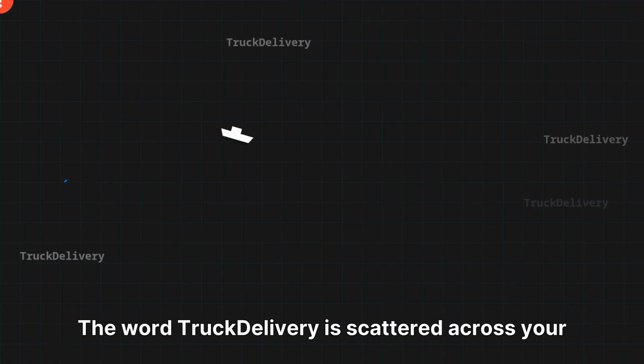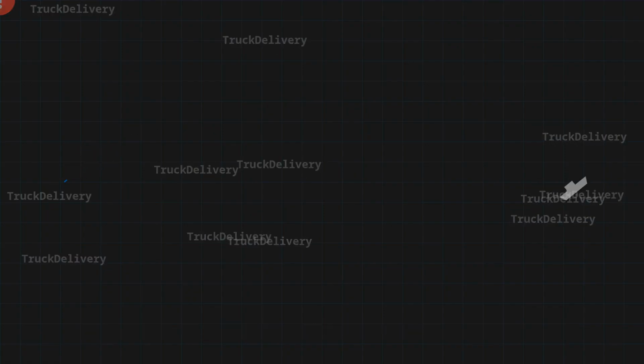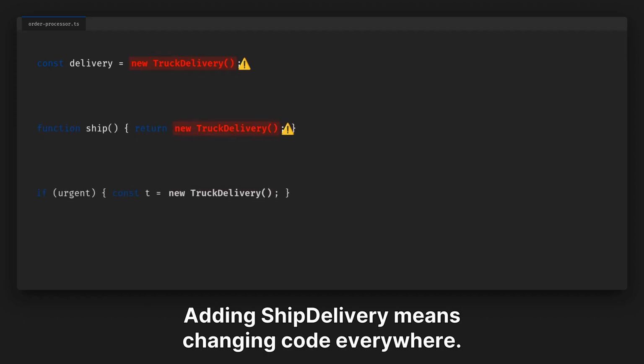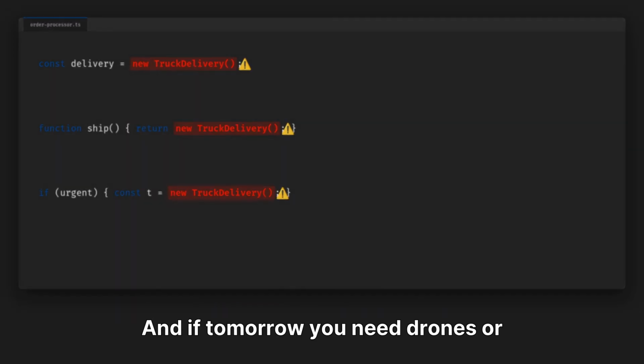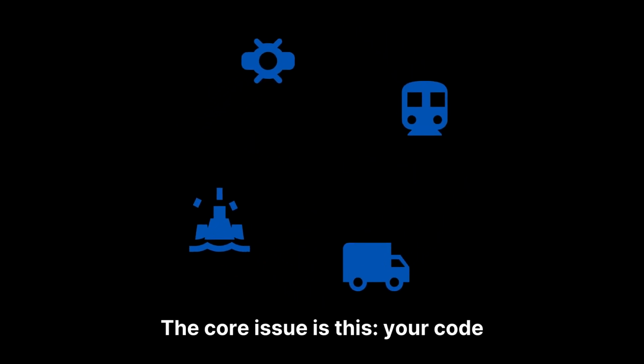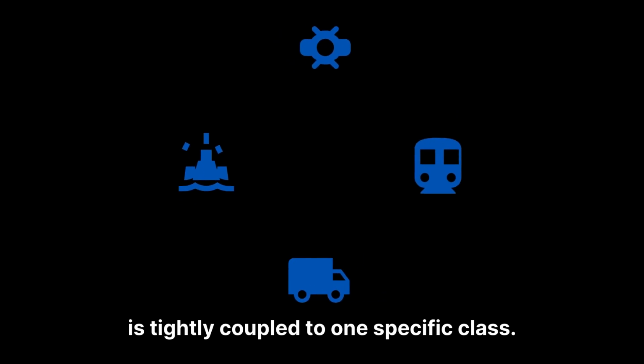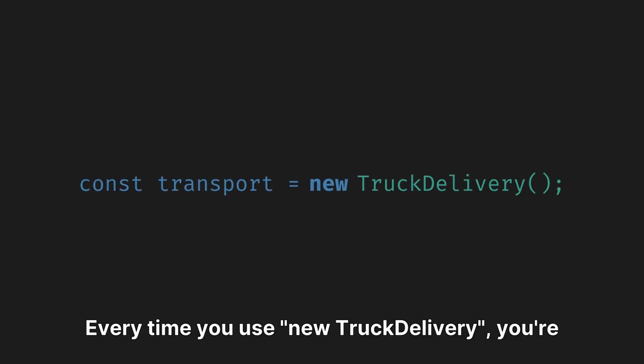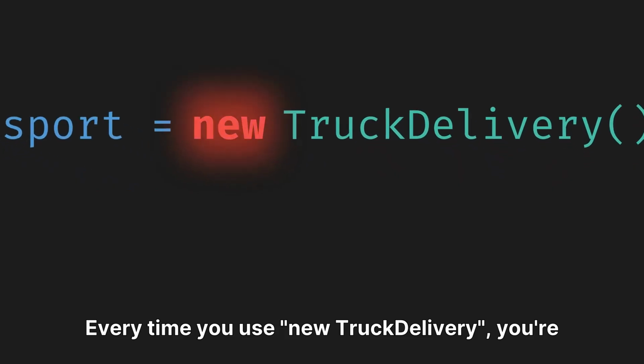Now you have a problem. The word truck delivery is scattered across your entire code base. Adding ship delivery means changing code everywhere. And if tomorrow you need drones or trains, you'd have to rewrite things again and again. The core issue is this: your code is tightly coupled to one specific class. Every time you use new truck delivery, you're hard coding a decision that should be flexible.